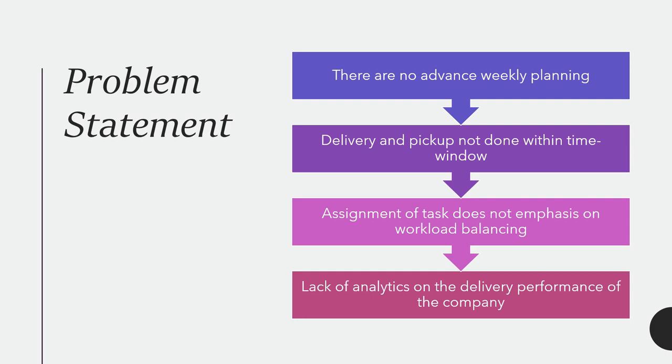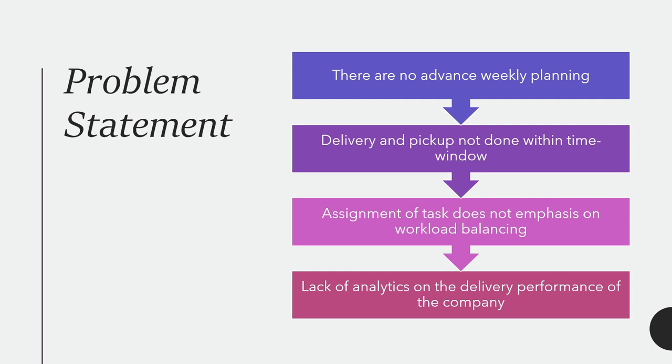Next, let's look into the problem statement of this project. There are 4 problem statements defined for this project. First of all, there are no advanced weekly planning. From the prototype developed, the admin can only do a daily route planning at a time. By having a weekly planning function, the admin can have a view of the schedule for the whole week and they can make the necessary planning as it is needed.